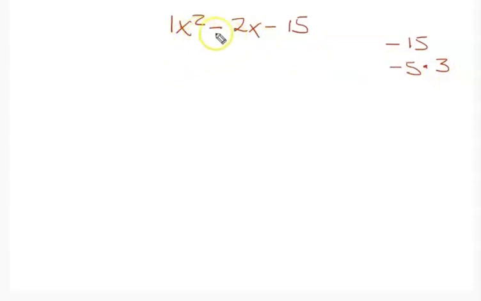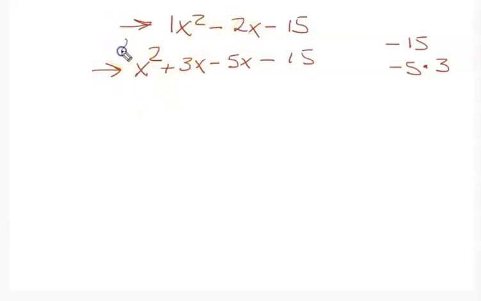So now we're going to rewrite this x squared using our factors here. Let's say a positive 3x, and then we're going to have a negative 5x, and then we have a negative 15. Now notice this and this are the same. We just haven't combined our like terms.